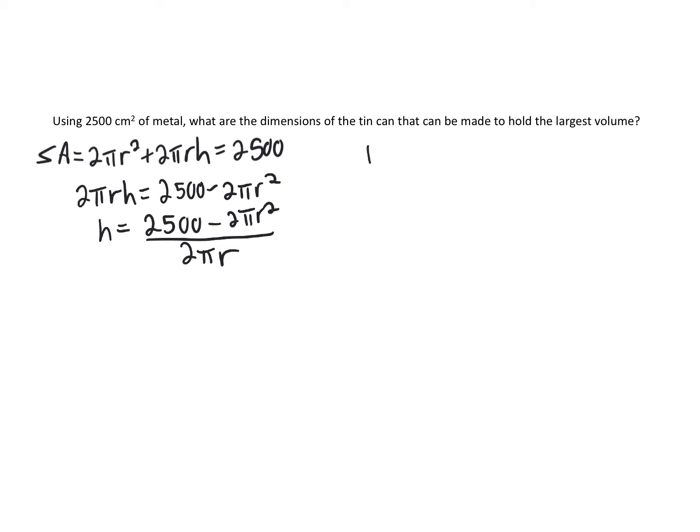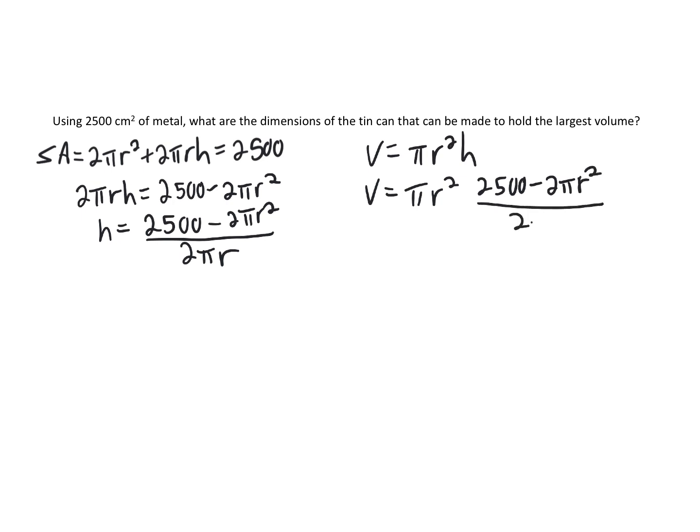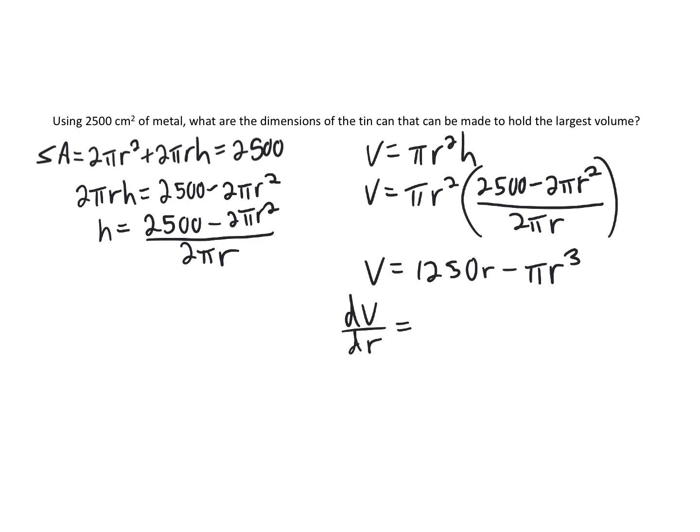Then we can start looking at the volume, which is pi r squared h, and we can plug in our rearranged h, so we get volume as a function of only r. We can simplify. Take the derivative. And just like last time, set the derivative equal to 0.